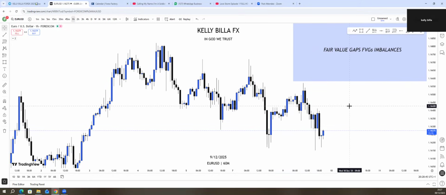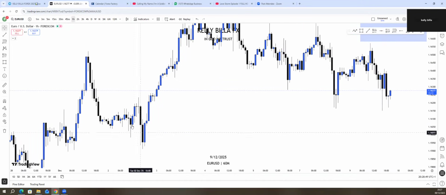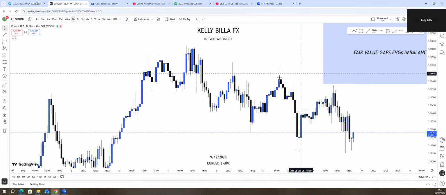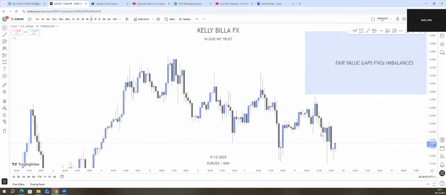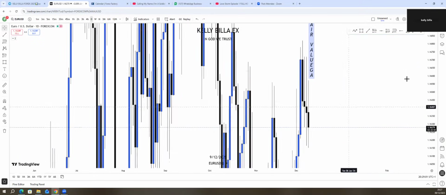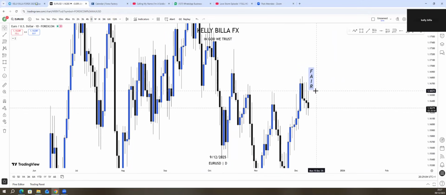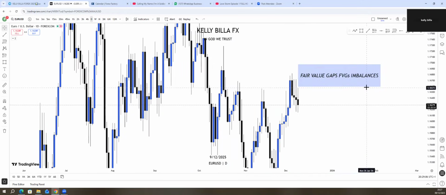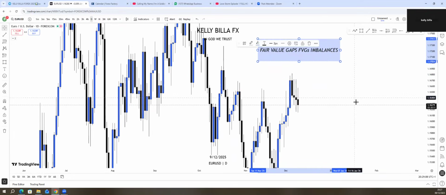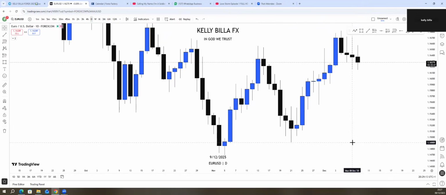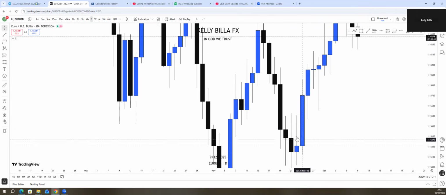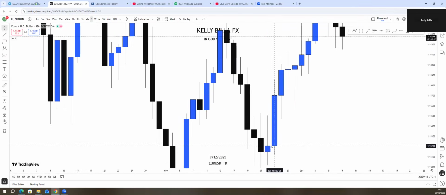I'm going to tell you, and we're going to pick them out on the chart. I'm going to show you the differences between a buy imbalance and a sell imbalance, or a buy FVG, a bullish fair value gap, or a bearish fair value gap. We are going to talk about that. So let me switch to the daily time frame, and then let's try to pick out these fair value gaps.